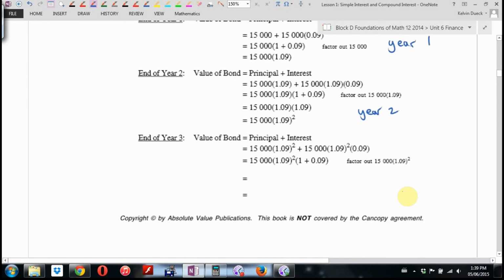End of year three, it's going to be the original amount times 1.09. Spot the pattern. What exponent do you think is going to go on here? After year two, what was the exponent? A 2. After year one, what was the exponent sitting right there? After year three, what?